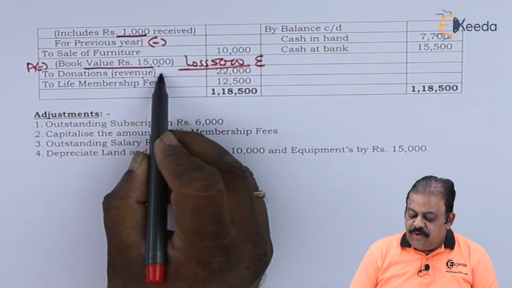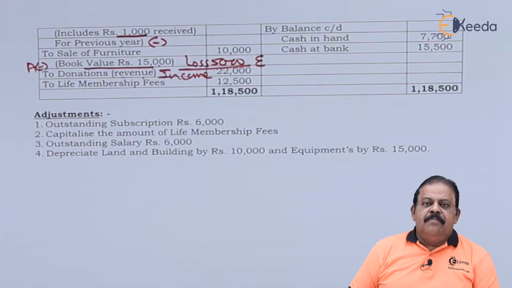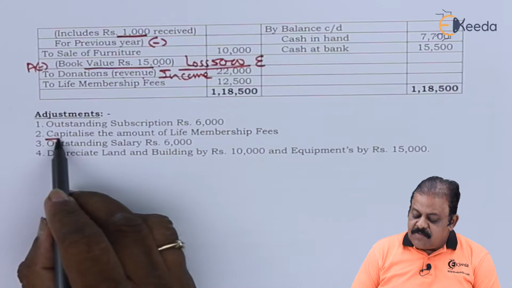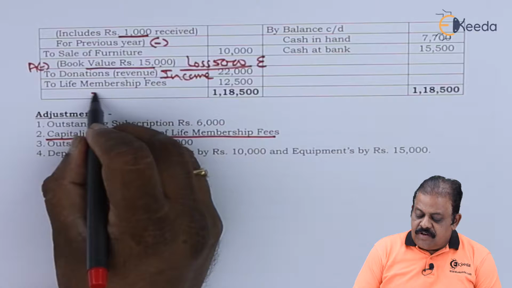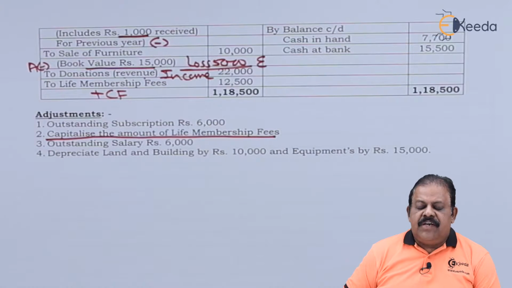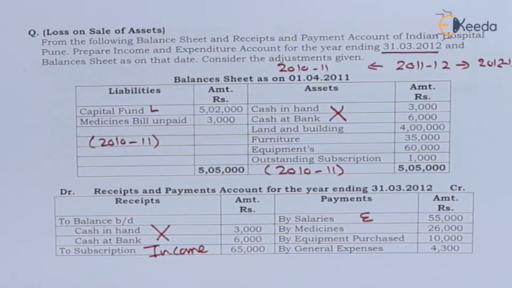Donations which are of revenue nature will be recorded as income. Life membership fees. Second adjustment says capitalize the amount of life membership fees. So it will be added to capital fund. Let us go through the payments.